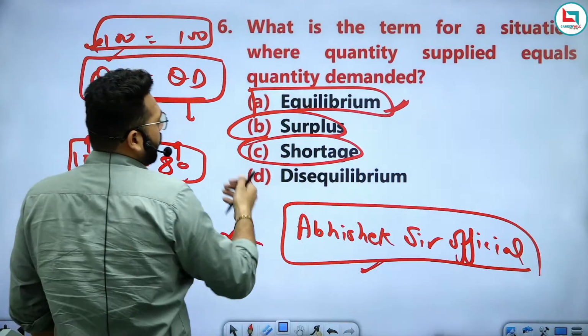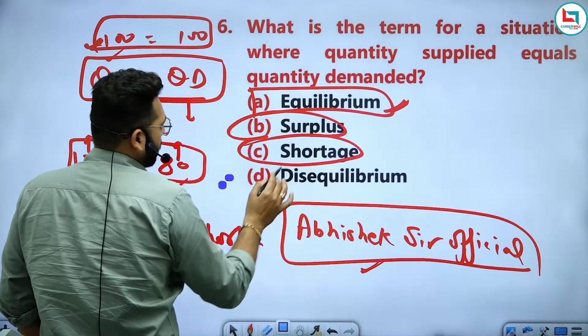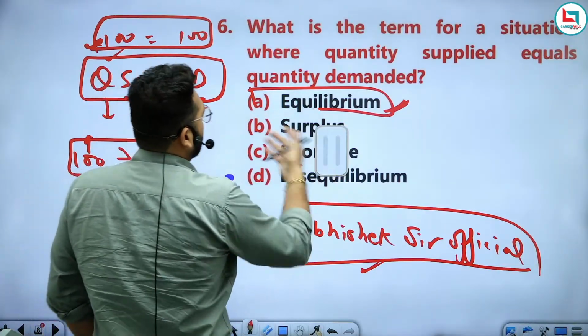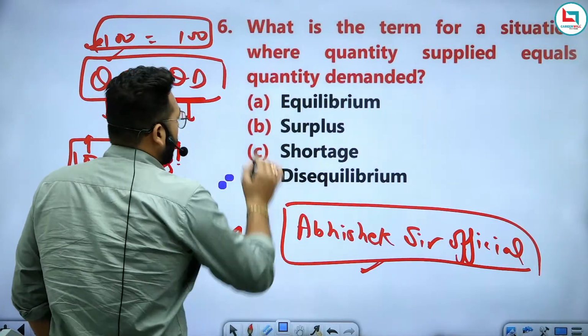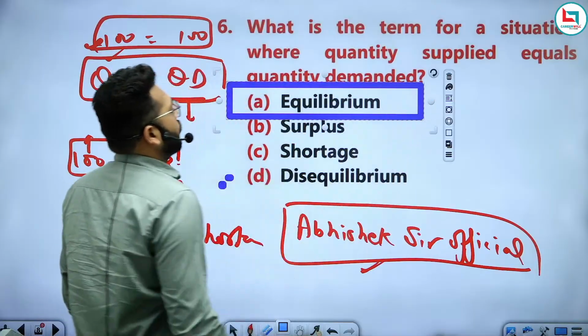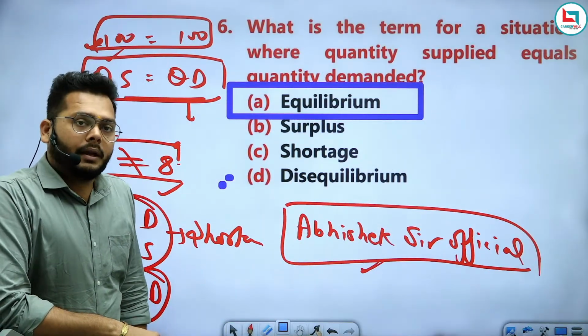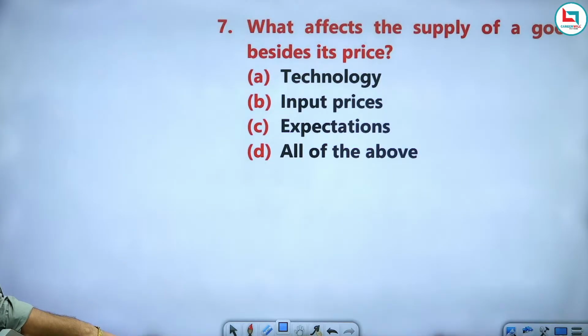So what will the answer be? The situation where the quantity supplied equals the quantity demanded is known as equilibrium. Am I clear to everyone? Now let's move to another question.